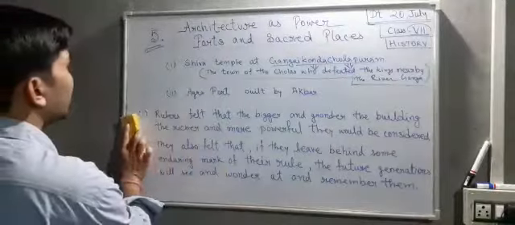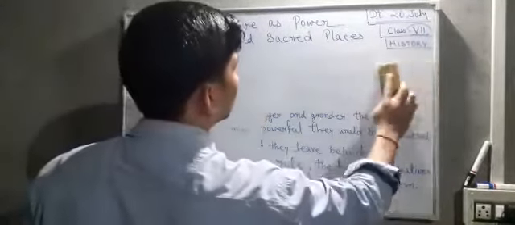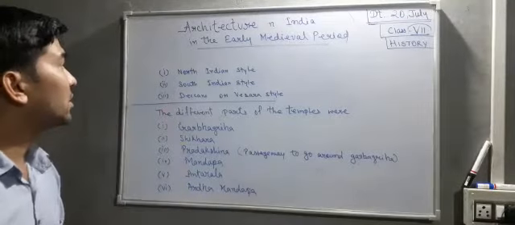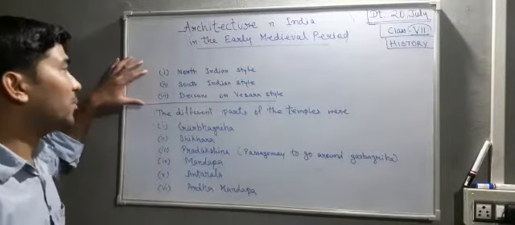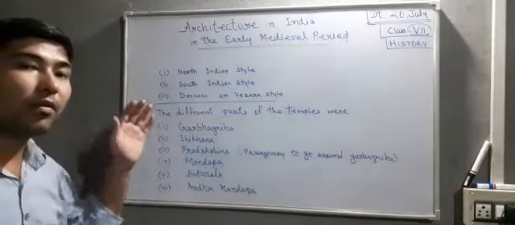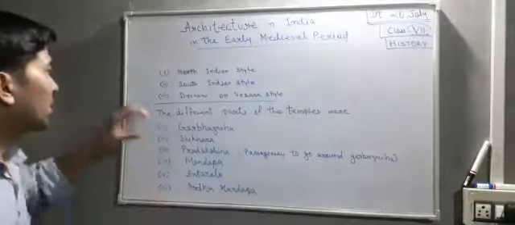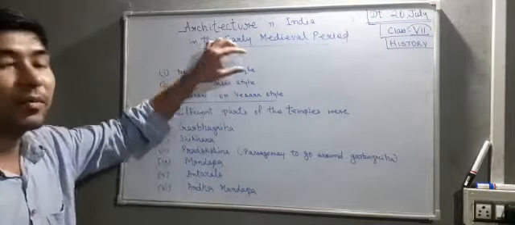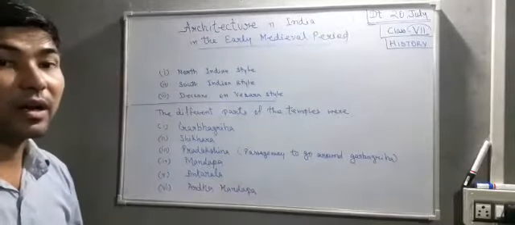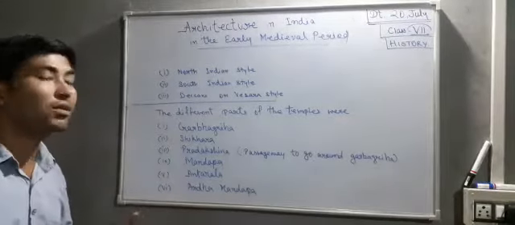Architecture in India in the early medieval period. This is the first topic here. We could see that in India there were three types of temples, which we can call the classification of temples. Indian temples were classified mainly into three, whereas in your book one more type is also given. The first is the North Indian style, also known as the Nagara style. The next is the South Indian style, also known as the Dravidian style, and the last is the Deccani or Vesara style of temples.